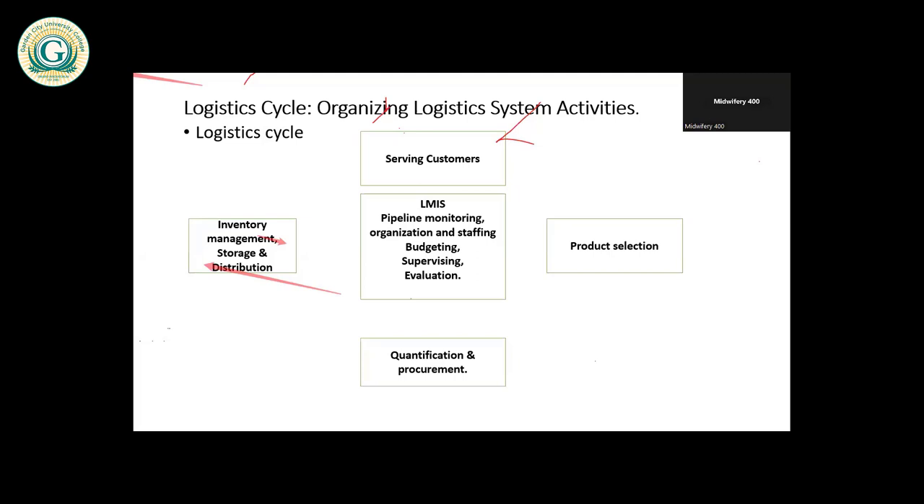Normally, you have the pharmaceutical board, you have physicians, you have other bodies who know much about drugs, and then probably the procurement people will select and say, these are the drugs we have selected, these are the drugs we want in our pharmacies. And then we look at the quantification. When you select a product, you need to know the quantities that you need to buy. So the cycle goes from the customer's end.